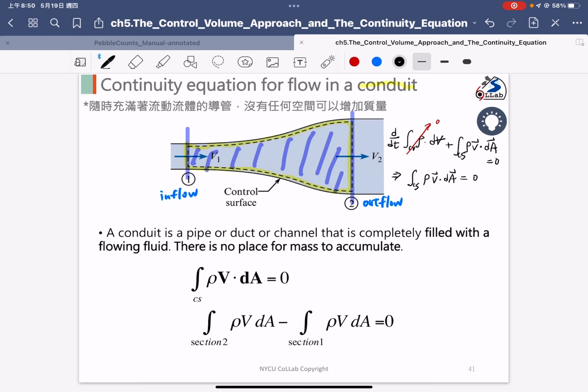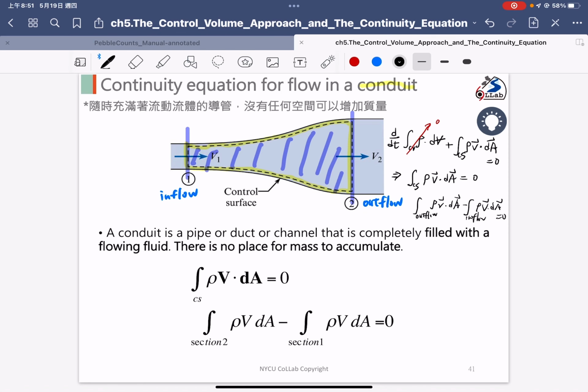Okay, and then we can also expand the integration part. So the outflow rho v vector dot product with the small piece area vector, minus the inflow, will equal 0, right? So this is the continuity equation for the flow in a conduit.